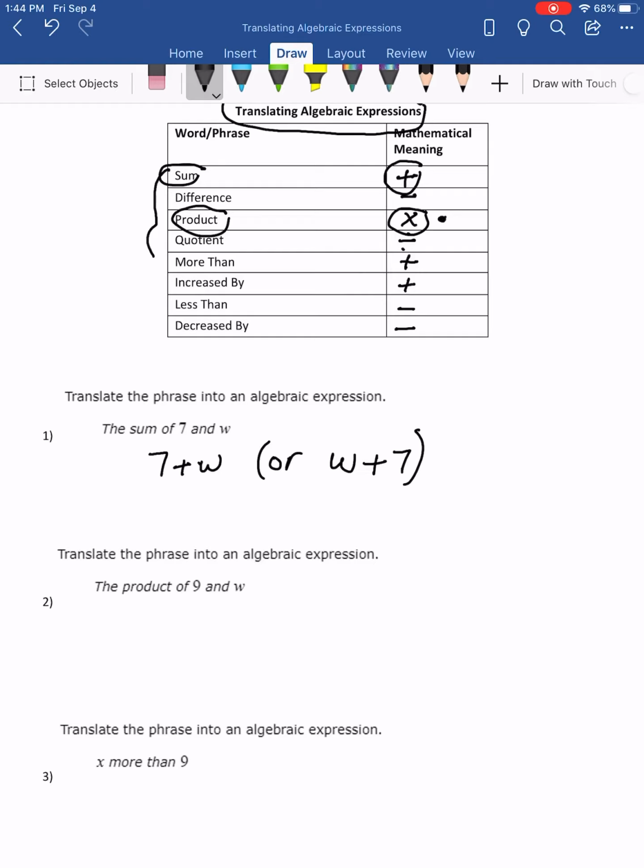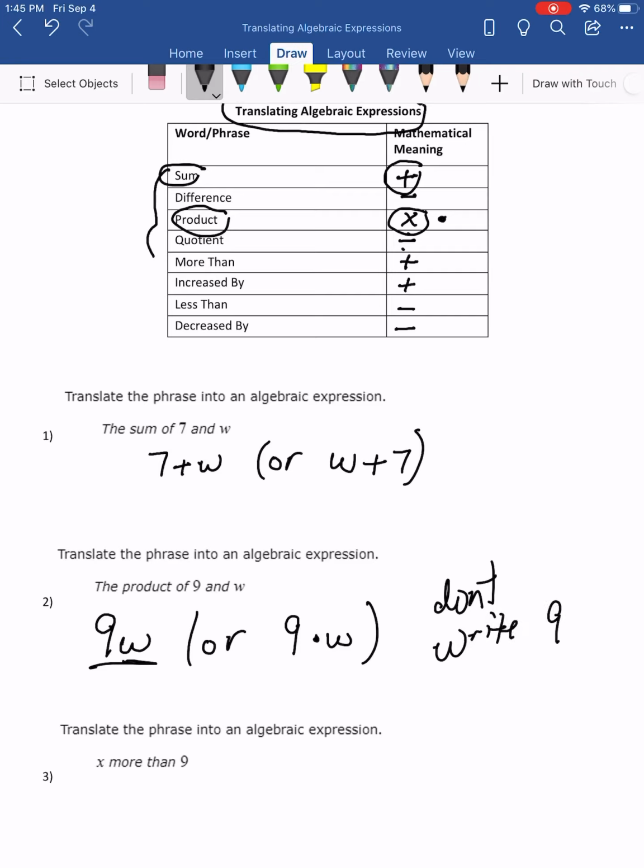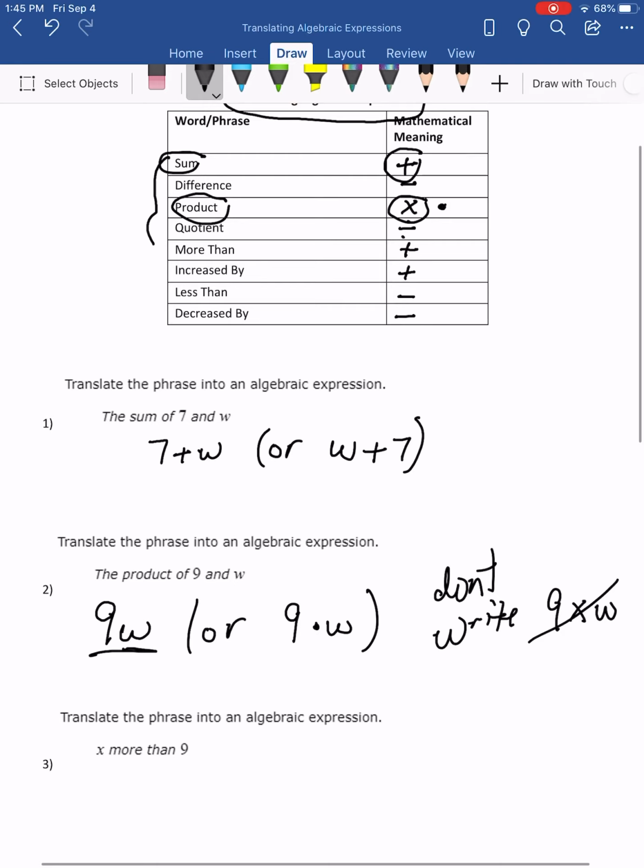The way I want to see you write it is either 9W, that's the most common way, or 9 dot W. I'm not sure if Alex lets you use the dot, but it'll definitely let you do that. Just don't write 9xw because that's confusing, right? The x looks like a variable. All right, x more than 9. So more than means plus, so that's going to be x plus 9.